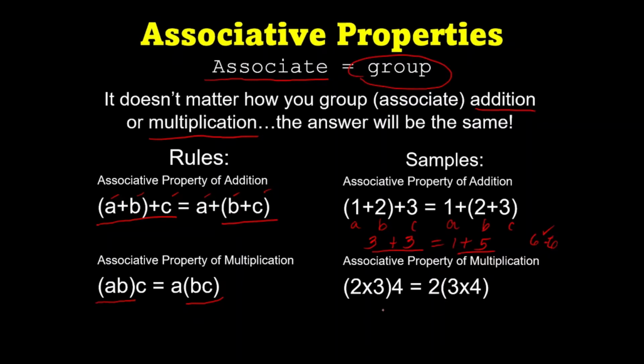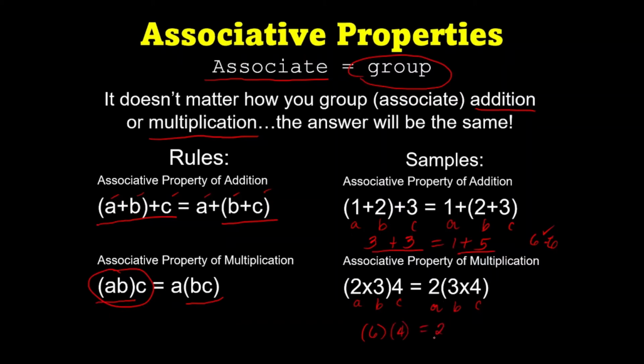How about this one? Meron tayong 2 times 3 times 4. So, yung A natin ay 2, yung B natin ay 3. Ina-align ko dito. Yung C natin ay 4. So, that means ito yung A, ito yung B, then ito yung C. So, sa una, ang nakagroup ay si 2 times 3. So, basically, siya yung una nating i-multiply. 2 times 3 is equal to 6. Ayan. Times 4.